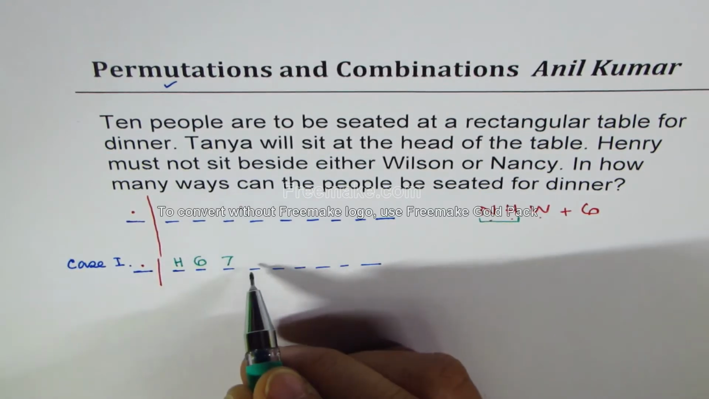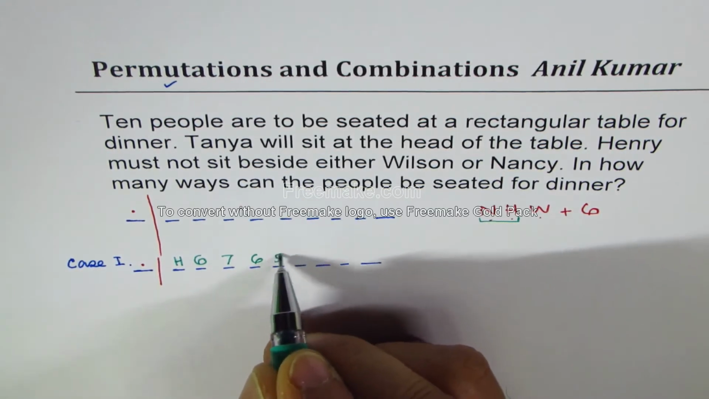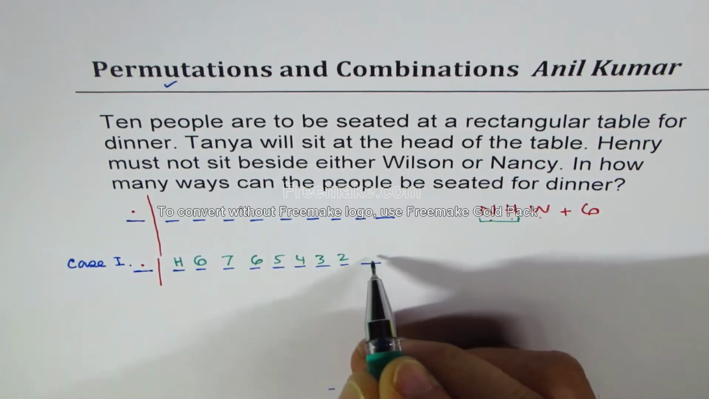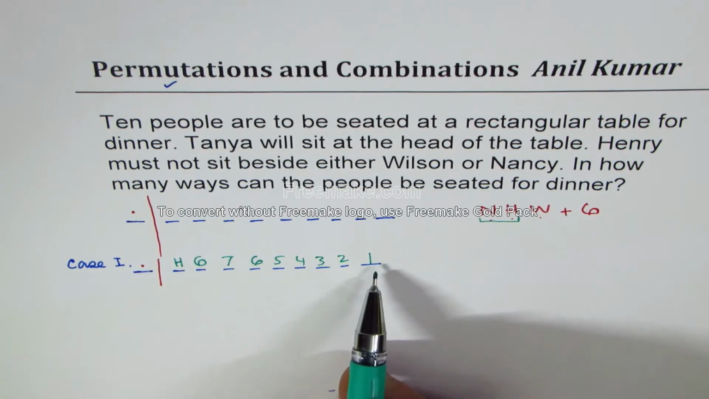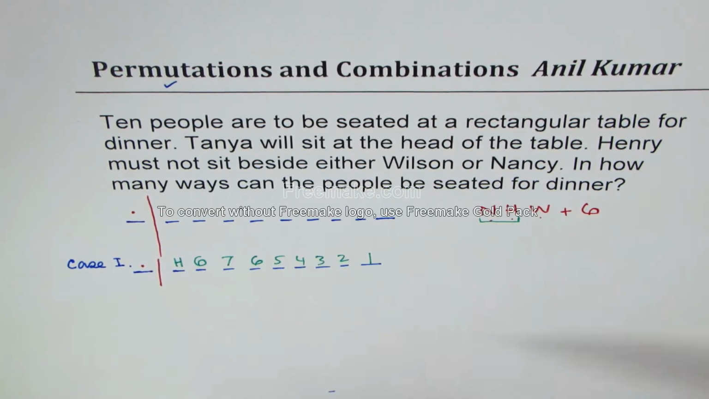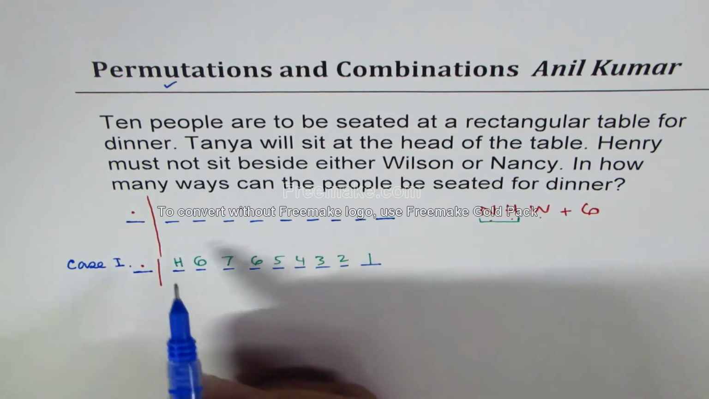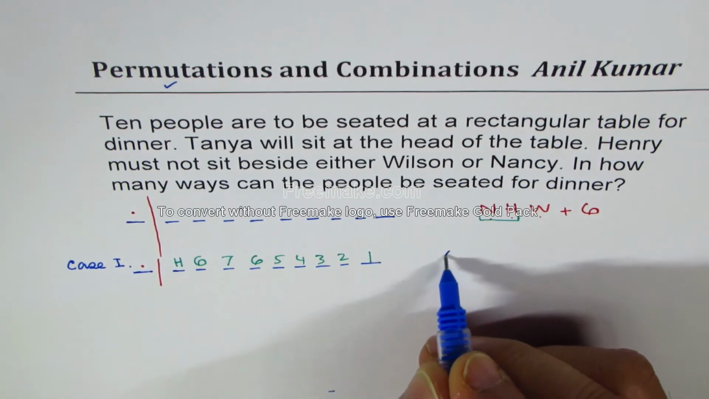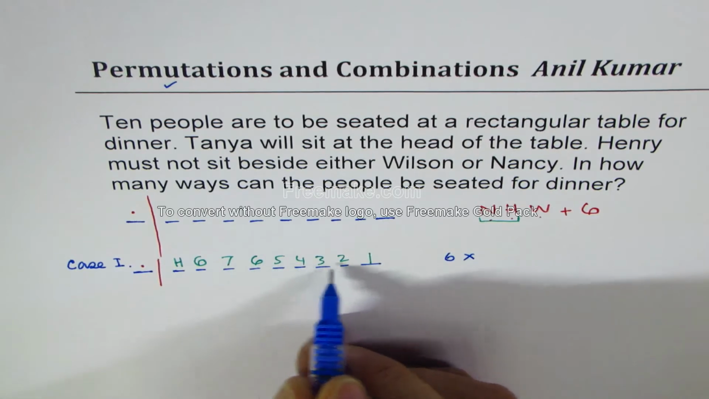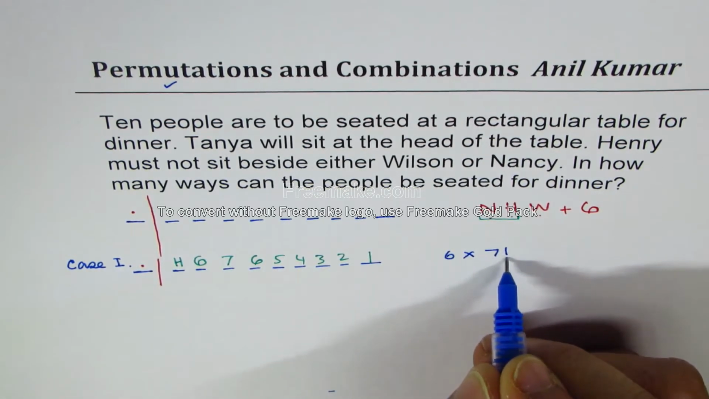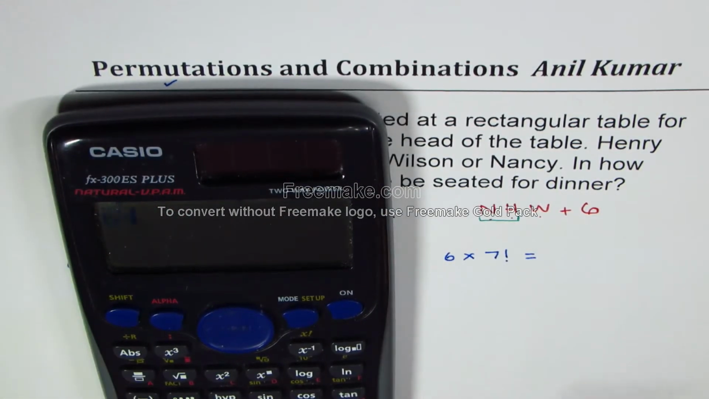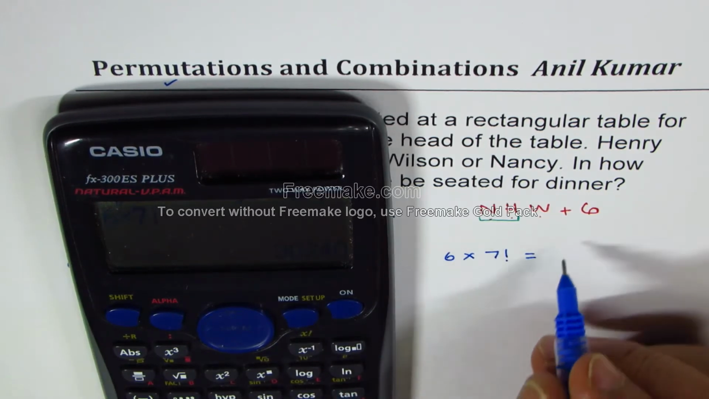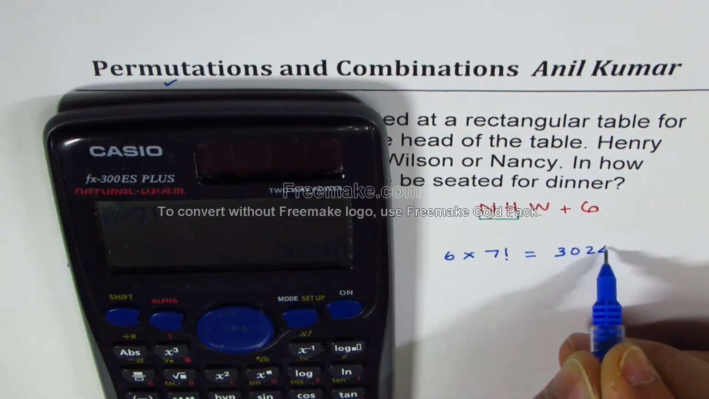Once that is taken care of, then 6, 5, 4, 3, 2, 1 is the number of persons who could take the respective positions. That gives you what number? That gives you 6 times 7 factorial. Is it okay? 6 times 7 factorial, which is equal to, let's calculate this value, 30240.